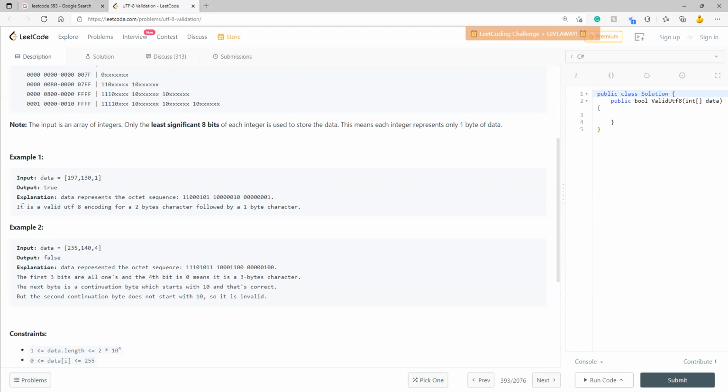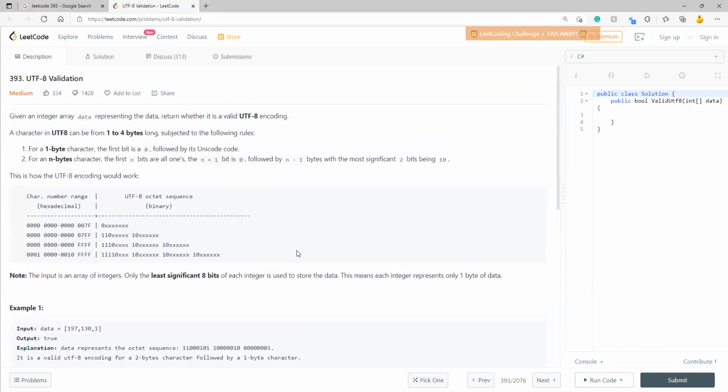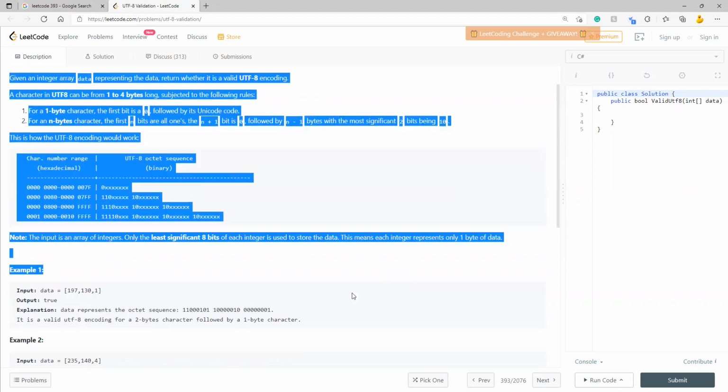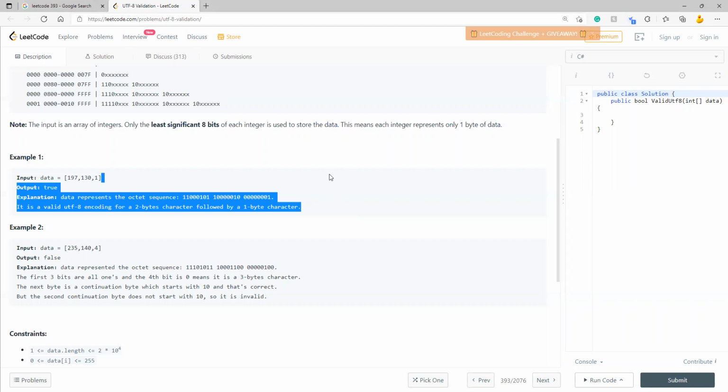It says it is a valid UTF-8 encoding for a 2-byte character followed by a 1-byte character. It's very hard to understand. So just a note: if you are watching this video, before watching it, read through those descriptions, because I won't go through that, but you need to. That's the premise of watching this video.